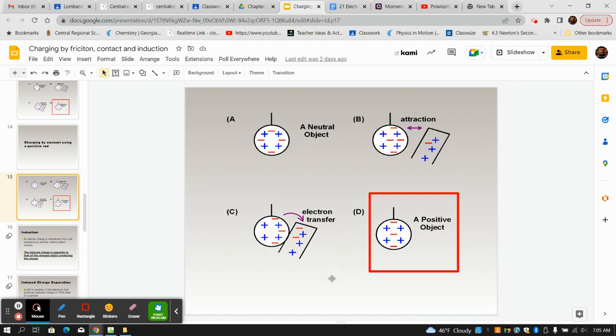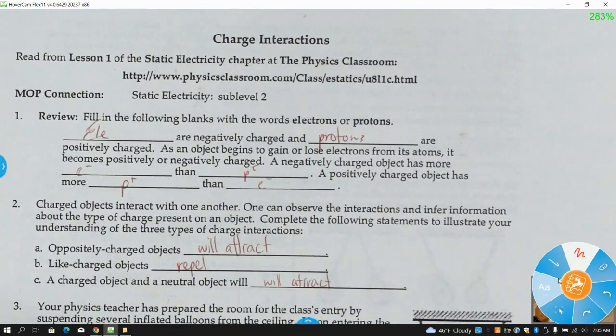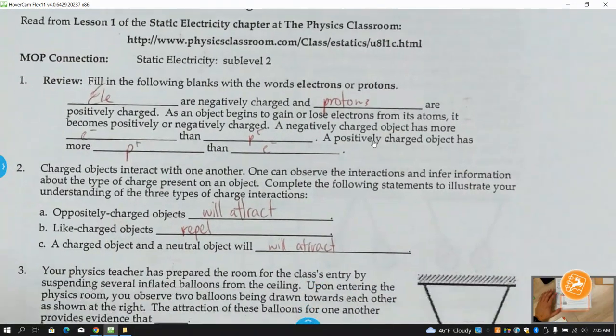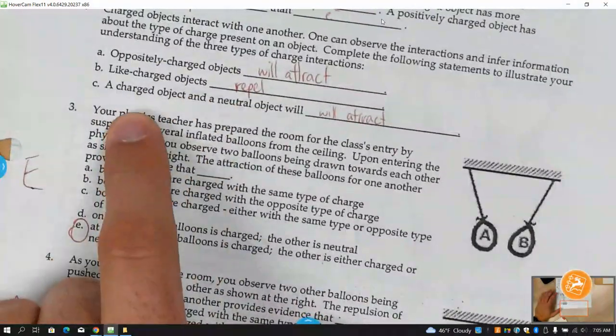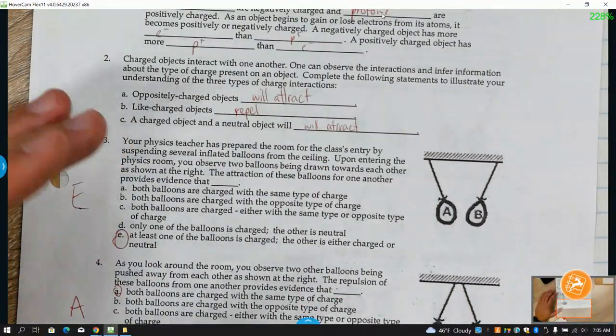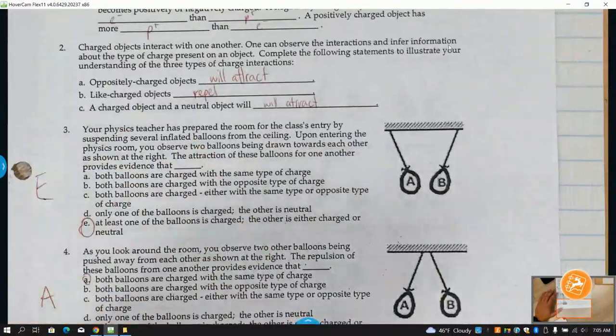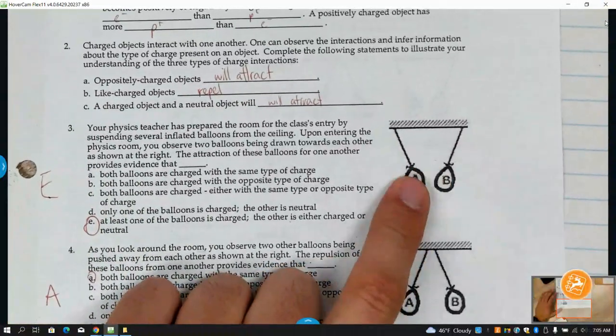Okay, so then we kind of went into looking at this thing here. We already said protons are positive, electrons are negative. Protons can't move, only the electrons. Opposites attract, like charges repel, and neutral objects will attract to either positive or negative, but they will never repel anything.